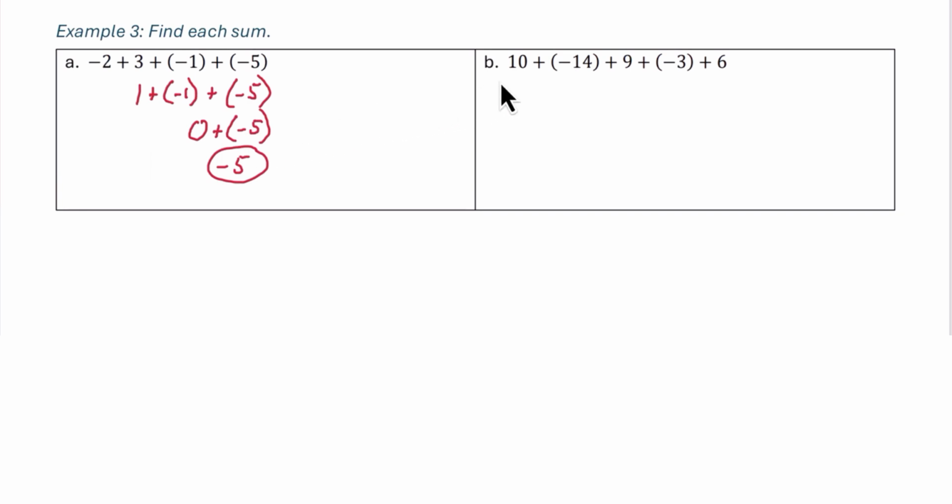Again, in this example, we have multiple integers that we are adding together, one step at a time. 10 plus negative 14. 10 plus negative 14 is negative 4. And we'll copy the rest.